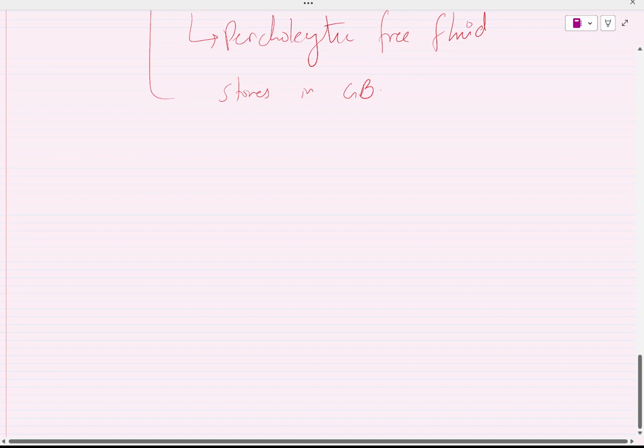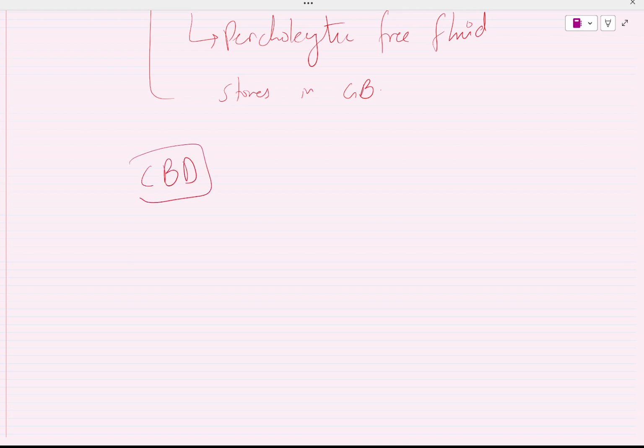If you become a radiologist, you have to check the common bile duct to see whether there is any stone in the CBD or not. That is also a very crucial step.